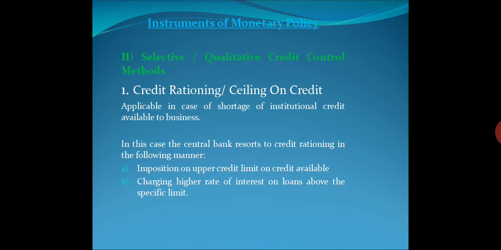They cannot avail credit more than 80 lakhs, but in case they want to do so, they can do it, but they need to pay a higher rate of interest on loans above the specified limit. Means if in case they want to avail more loan amounting to 20 lakhs, that additional amount of loan would have with it the additional amount of interest.